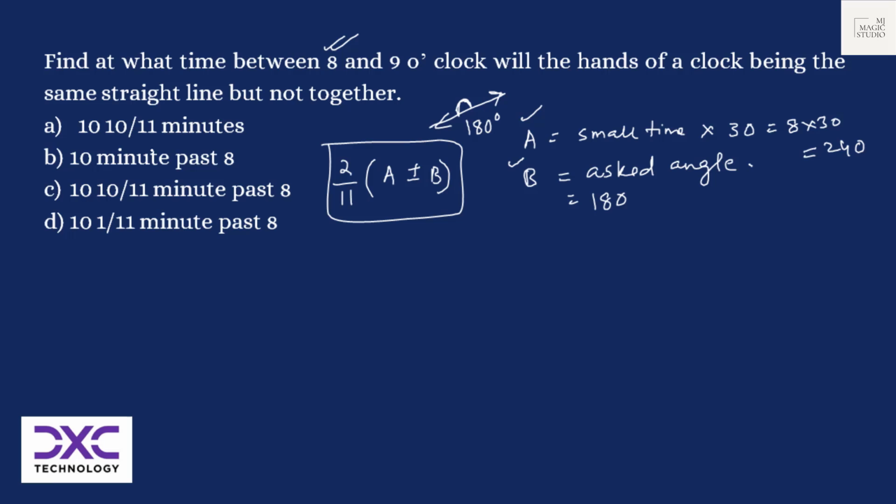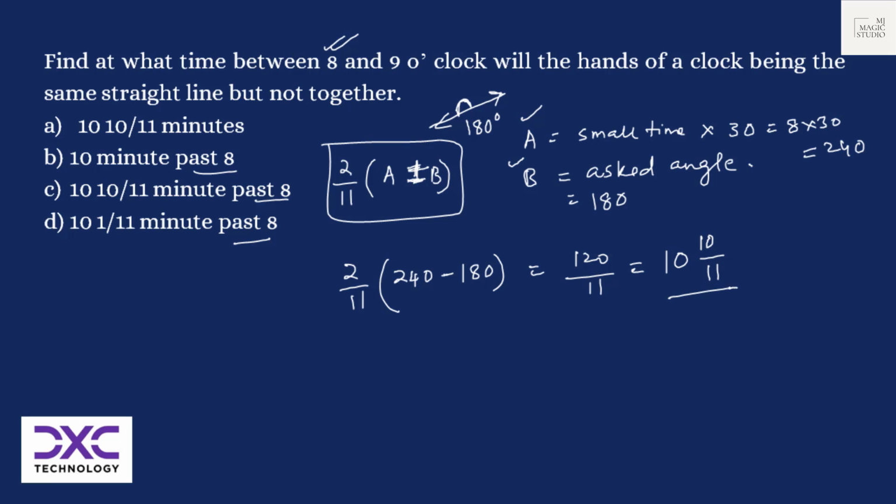Now, as we look at the options, all options are saying it is past 8, past 8, past 8. No one is saying before 9. So I will be using the plus sign. 2 by 11 into A is 240. Plus sign, it will go beyond 9. But it is past 8. So let's use the minus sign because the asked angle is 180 degrees. 240 minus 180 would be 60. 120 by 11, that is 10 10 by 11 minutes past the small time, 8. So 10 10 by 11 minutes past 8 should be the answer.